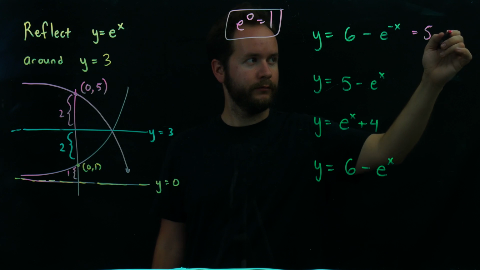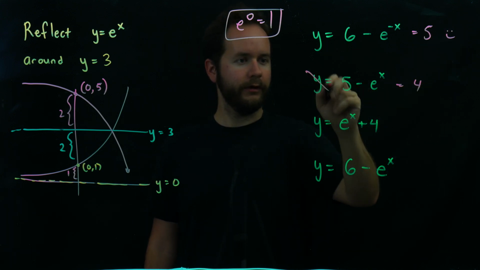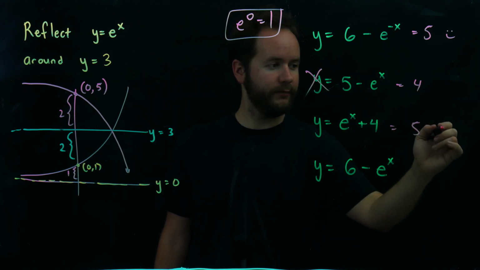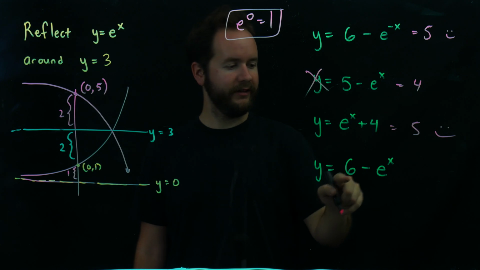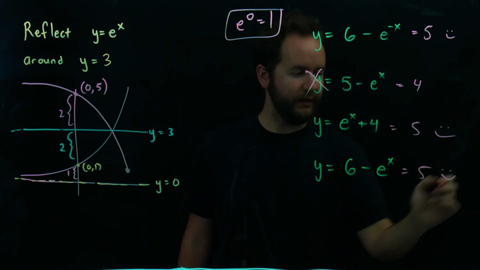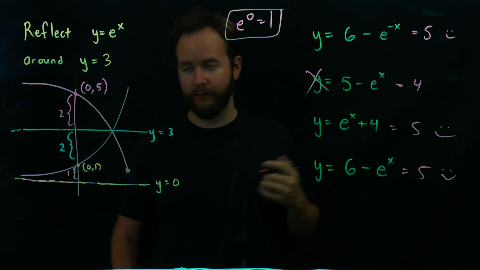That's possible. e to the 0 is 1. 5 minus 1 is 4. That's no good. Here we have e to the 0 is 1 plus 4 is 5, so this is possible. And then we have 6 minus e to the 0 is 1, so 6 minus 1 is also 5. I know I drew smiley faces, but it's kind of worrisome that we have 3 answers that all work, so we have our work cut out for us.